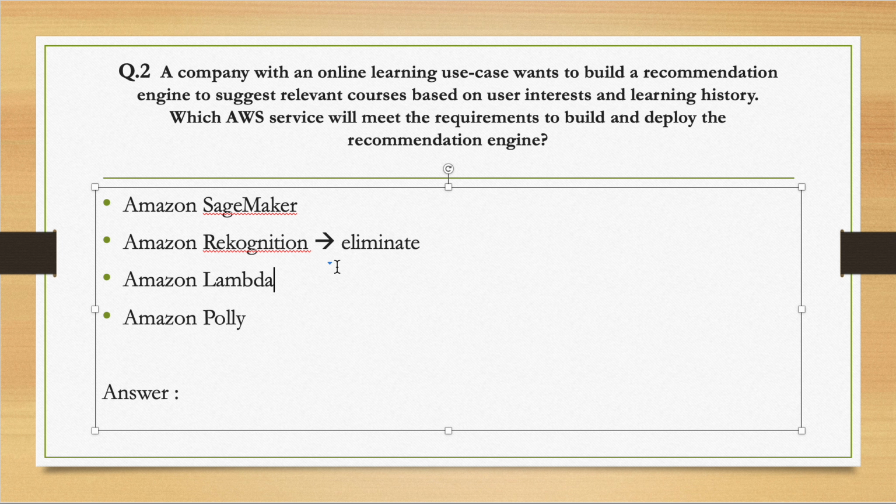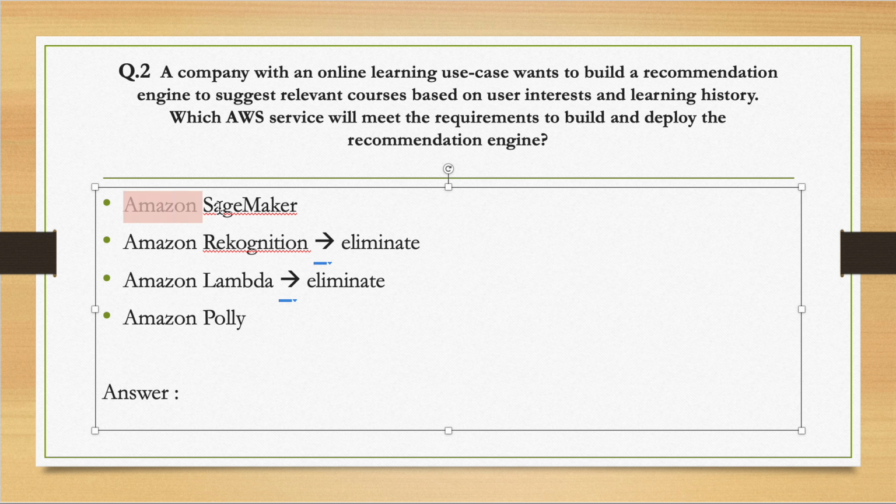And Lambda, if you are aware of, it's basically a service used to run code. That is also not of much relevance here. You can eliminate this as well. And if you are already preparing for the exam, you would be aware of what Amazon Polly does. Polly is basically a text to speech type of service which converts text to speech. So that is also of no use here.